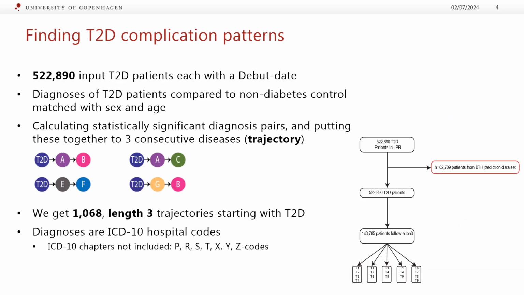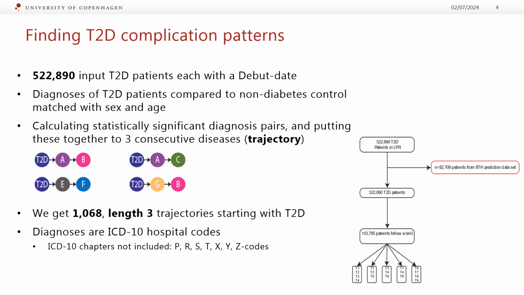In order to find the complication patterns, I use hospital diagnosis for my type 2 diabetes cohort and compare these diagnoses to non-diabetes controls, which are matched with sex and age. Then I calculate statistically significant diagnosis pairs for my cohort and put these pairs together into 3 consecutive diseases, which I call a trajectory.